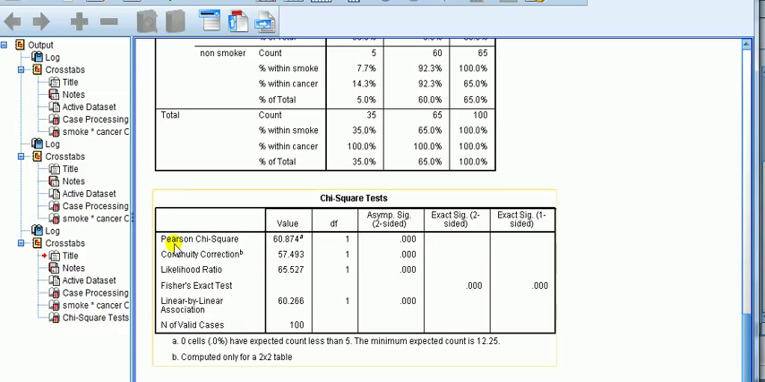We read off the top one here, forget all the other ones. Pearson chi-square, the test statistic is 60.874, 1 degree of freedom, but to be honest that doesn't interest us. Those numbers, the test statistic and degree of freedom, ultimately give the p-value, which comes under what they call asymptotic significance, two-sided. Right there, 0.